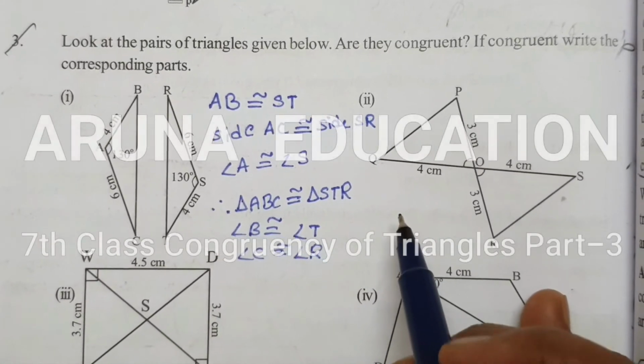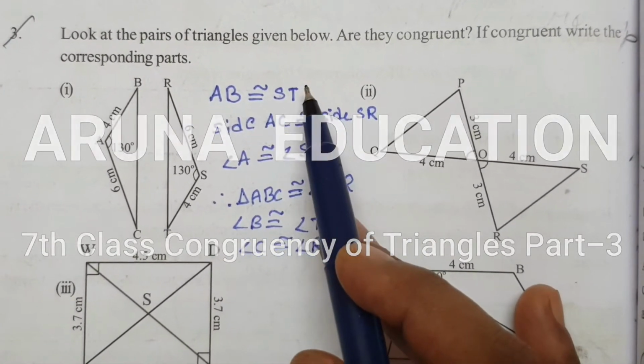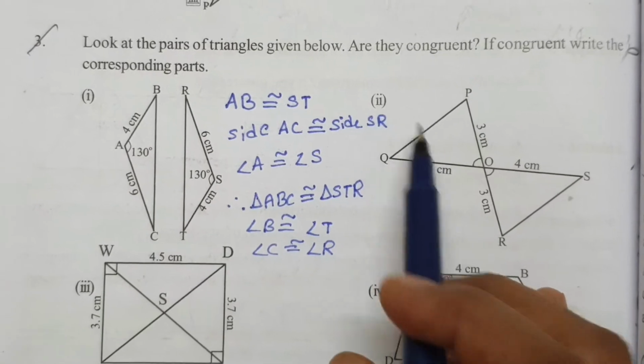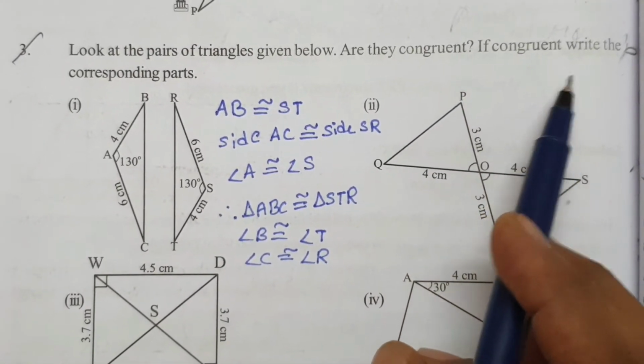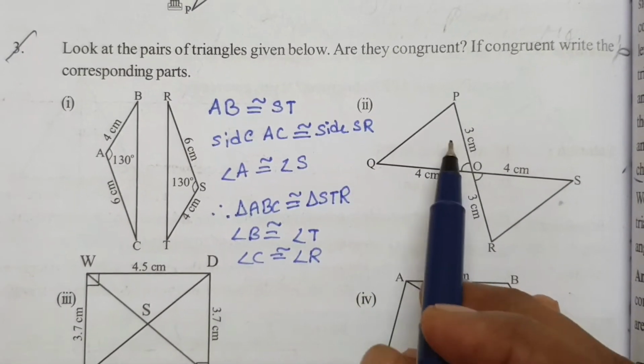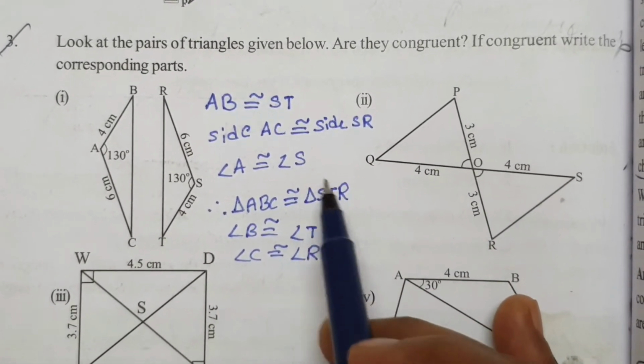Students, second exercise, third question. Look at the pairs of triangles given below. Are they congruent? If congruent, write the corresponding parts. See the second one. The first one was completed before.